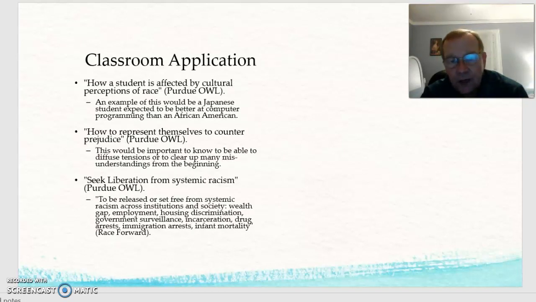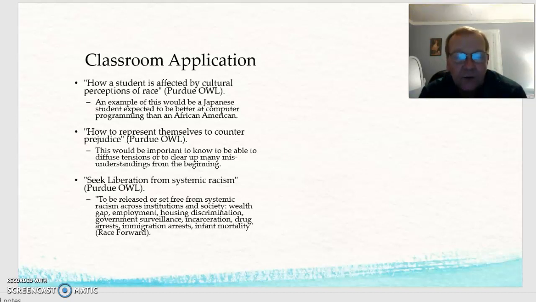Some classroom applications would be how a student is affected by cultural perceptions of race. An example of this would be a Japanese student that's expected to be better at computer programming than an African American. Another point would be how to represent themselves to counter prejudice. Meaning, if a student's in a class, this would be important to know to be able to diffuse tensions or clear up many misunderstandings from the very beginning.